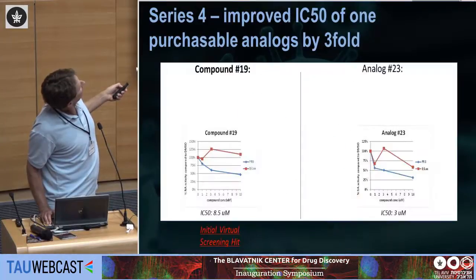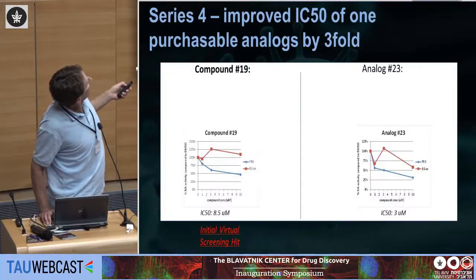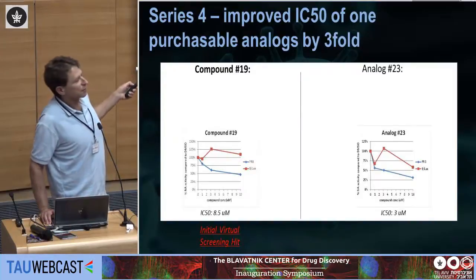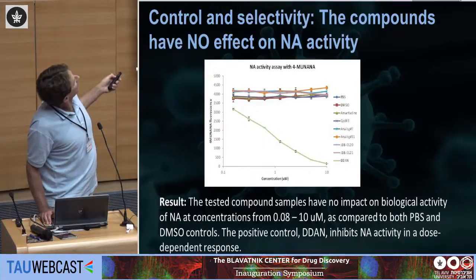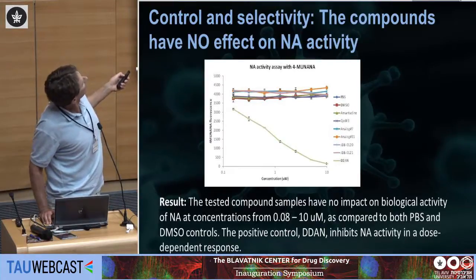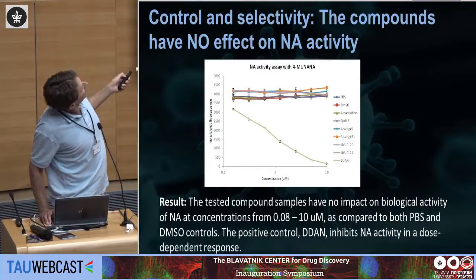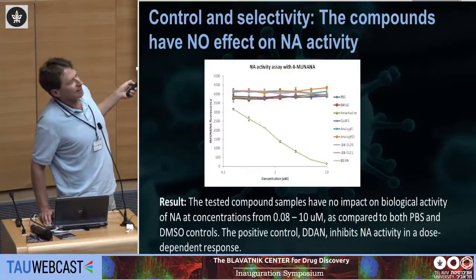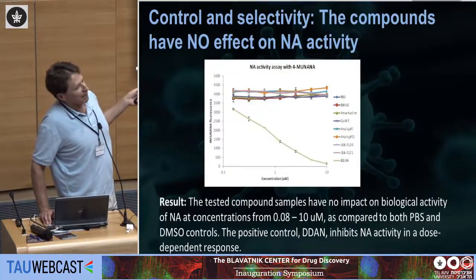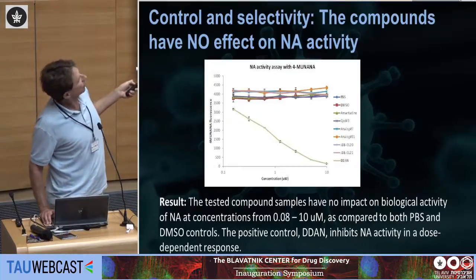I think I can skip this slide. And again, series 4, you get the idea basically. This is a control experiment to show selectivity, to show that the compounds themselves, theoretically, could directly bind and inhibit neuraminidase. This slide shows that they don't.